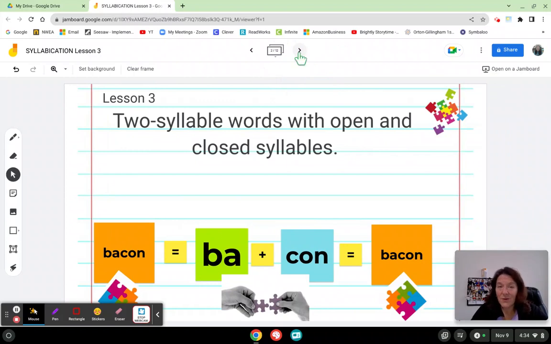For lesson 3, we're going to focus on 2-syllable words with open and closed syllables, like in the word bacon. Bacon equals bay plus con, which equals bacon. How many syllables is it? Bacon. It's 2, and we can see the 2 right here.